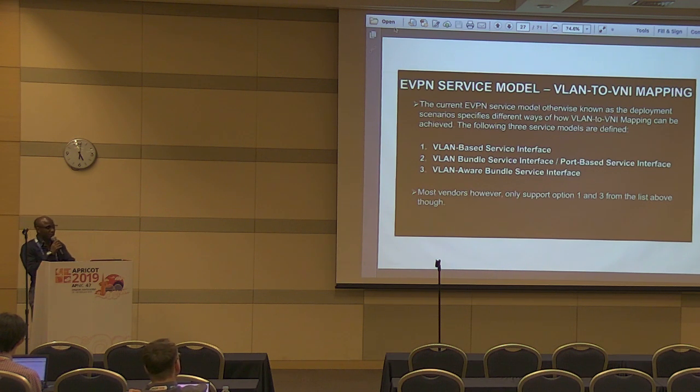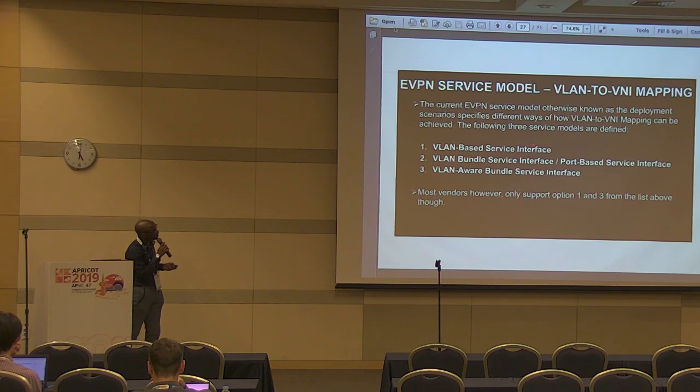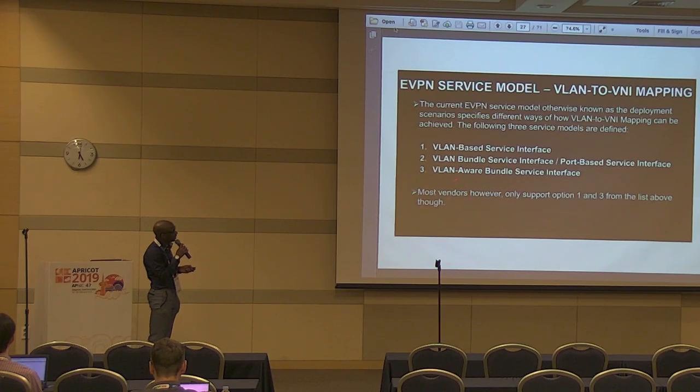So three service models are actually defined in the original EVPN RFC. The first one is the VLAN-based service interface. The second one is the VLAN bundle service interface, or the port-based service interface. And the third one is the VLAN aware bundle services.